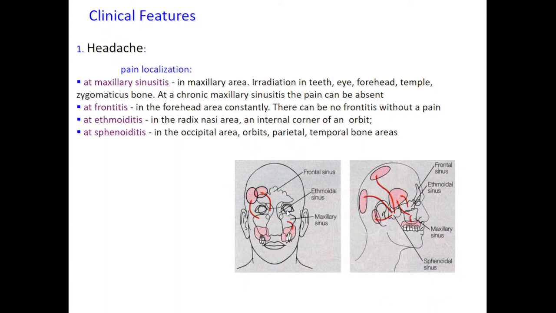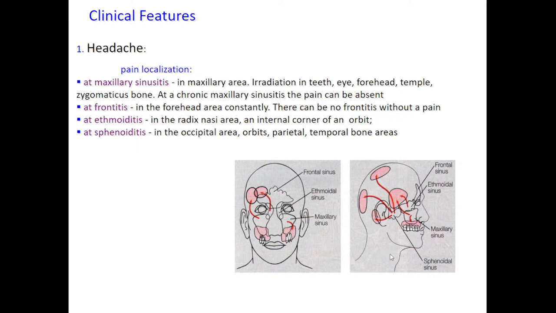Eye, forehead, and temple. In chronic sinusitis, the pain can be absent. It may be absent also in acute sinusitis. In case of frontal sinusitis, the pain will be in the frontal region. Ethmoiditis, the pain will be in the radix of the nose, the internal corner of the orbit.